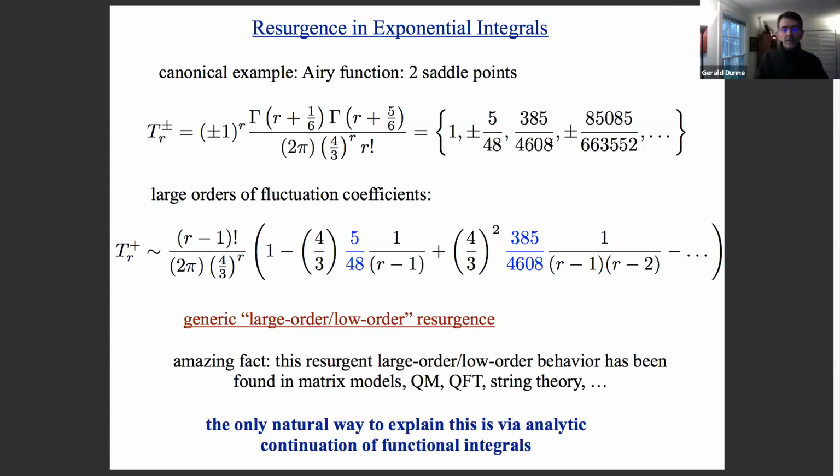The amazing thing is that this type of generic large order, low order behavior called a resurgence relation has been found recently in all sorts of examples in matrix models, quantum mechanics, quantum field theory, and string theory, way beyond this simple example of a one-dimensional oscillatory integral. And the only natural way I can think of to explain this is via some concept of analytic continuation of functional integrals. So you can take this as motivation.